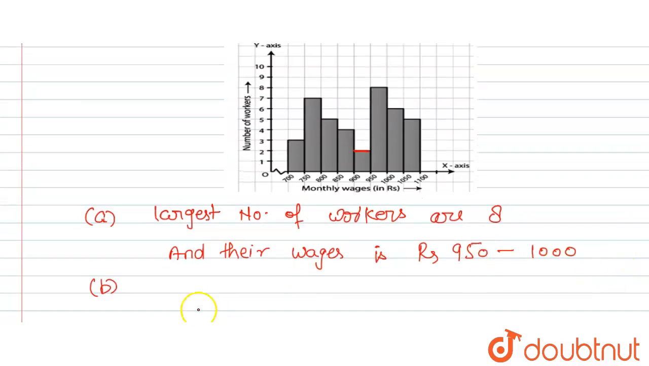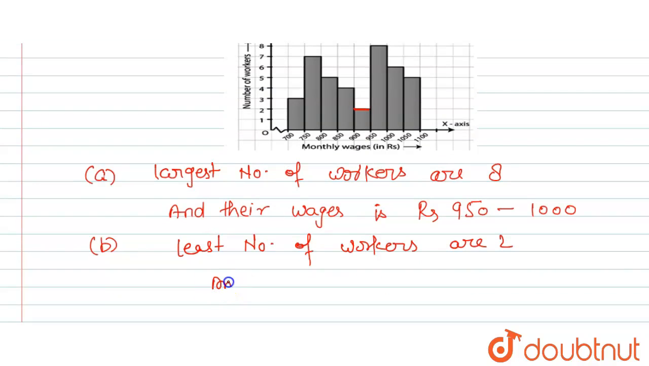So the least number of workers are 2 and their wages is rupees 900 to 950. Okay, so this is the final answer for this question.